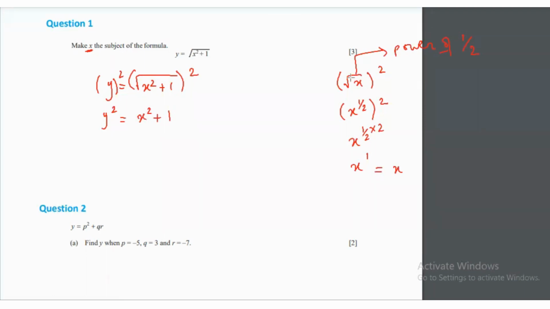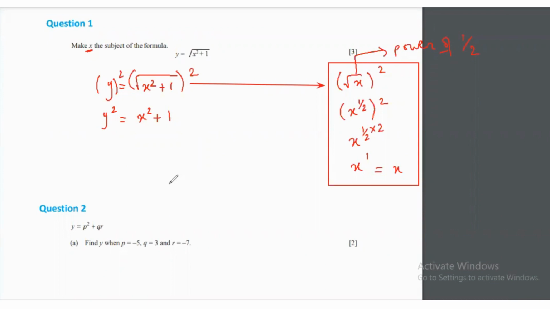Whenever you're trying to solve indices or get rid of square roots, you're going to keep these steps in mind. Anyhow, so y squared equals x squared plus 1.